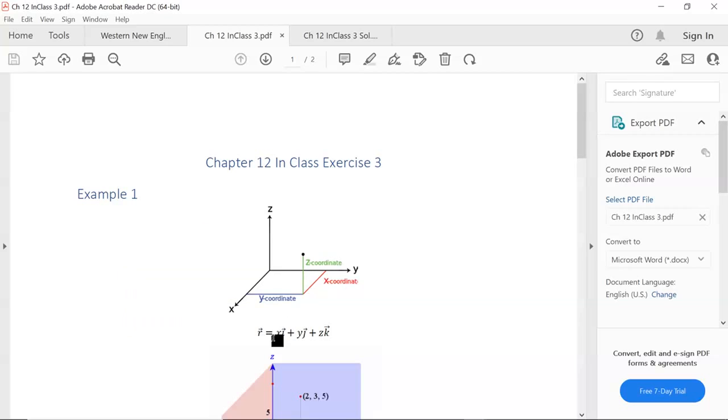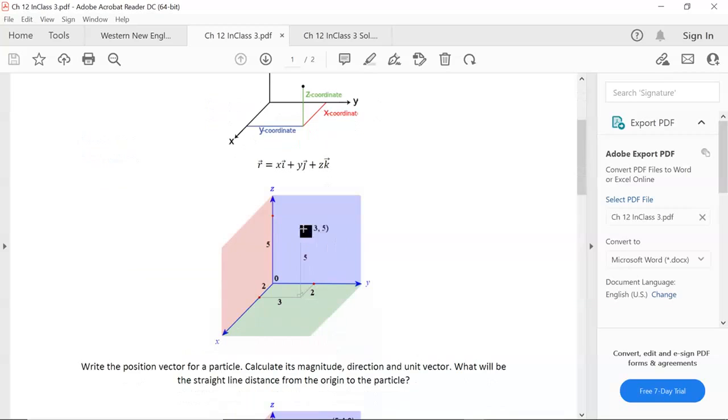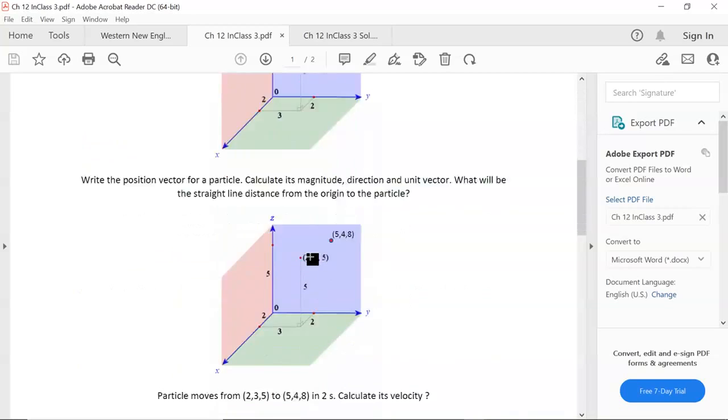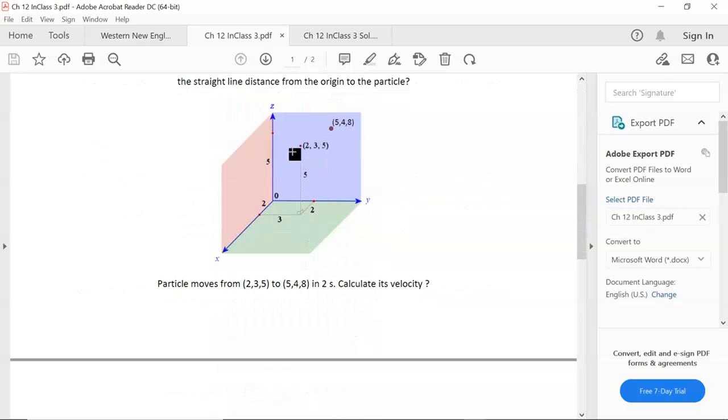And it can be written as xi plus yj plus zk. For example, this point can be written as 2i plus 3j plus 5k. So that's how the position vector is defined. And if that position vector changes with respect to time, we can calculate the velocity by subtracting the old position from the new position.